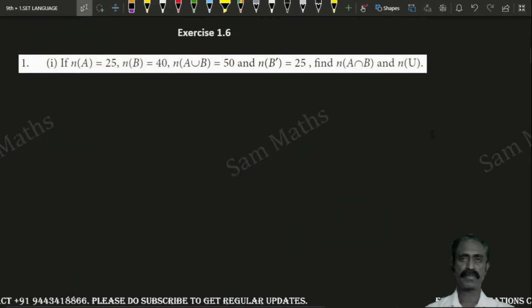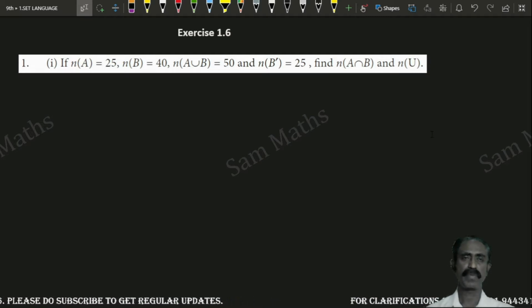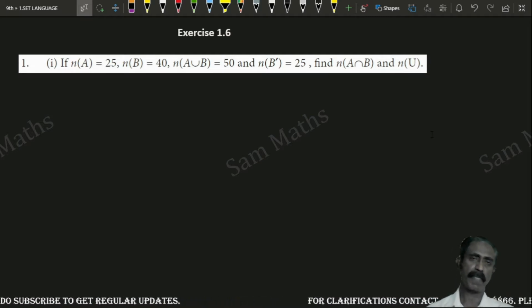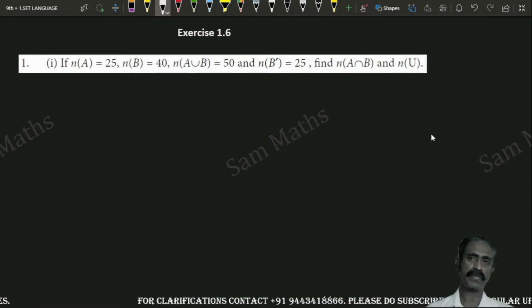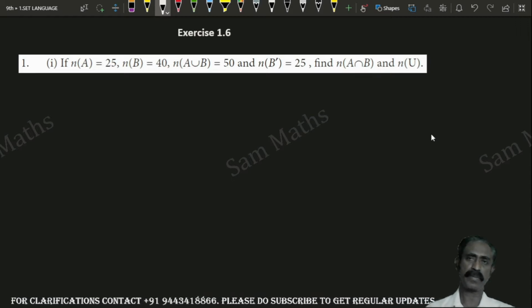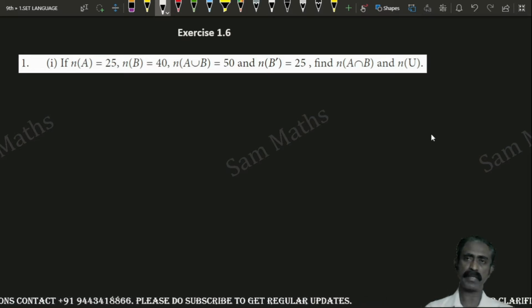Now we are going to see exercise 1.6. First problem, first subdivision. If n of A is equal to 25, n of B is equal to 40, n of A union B is equal to 50, n of B dash is equal to 25. Find n of A intersection B and n of U.